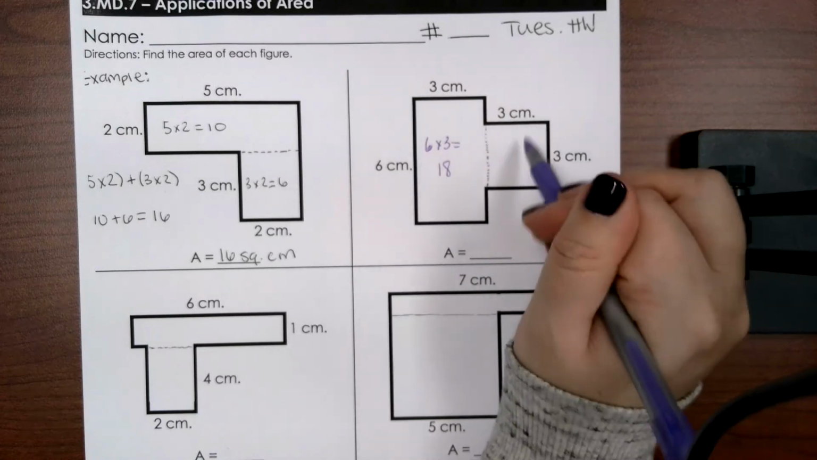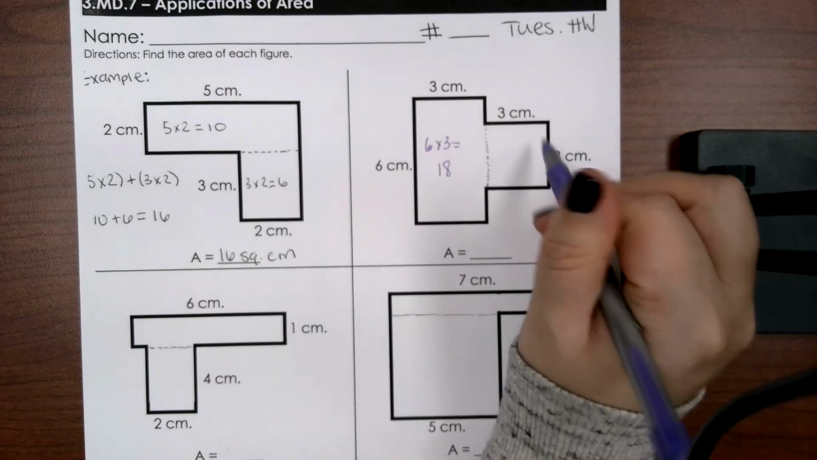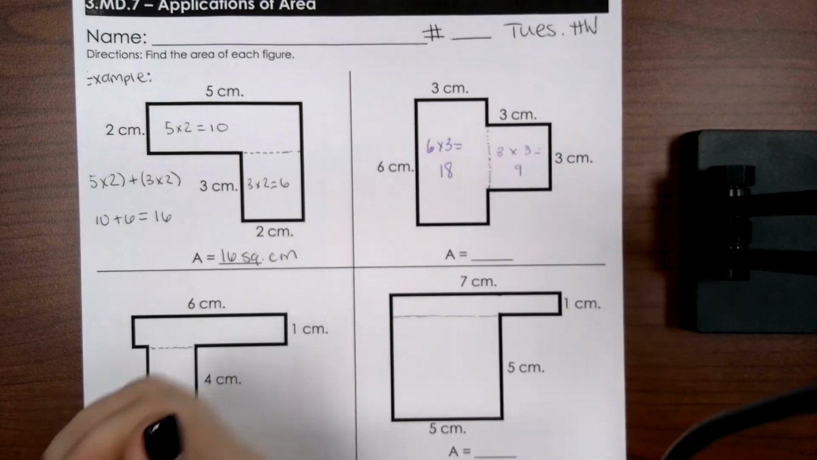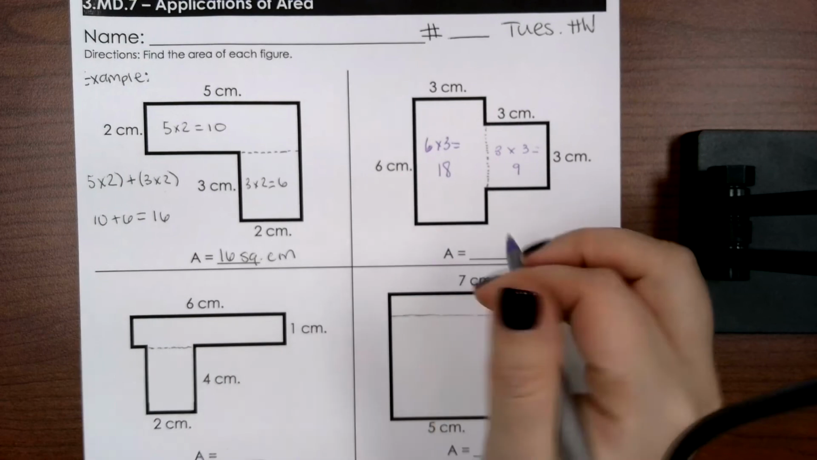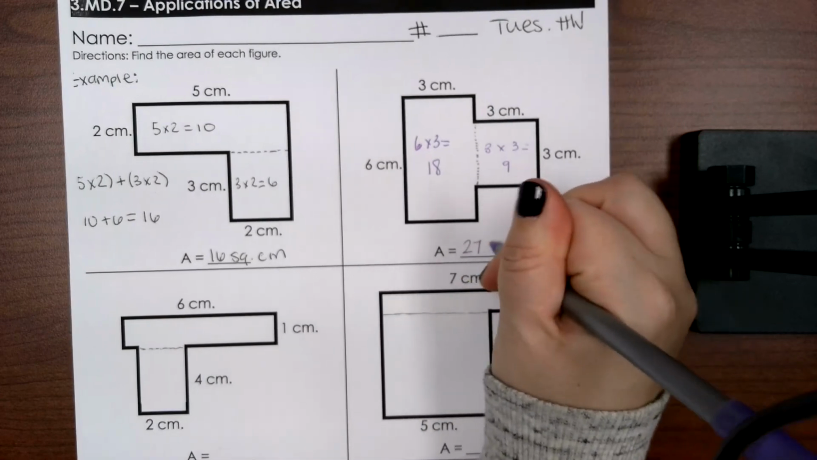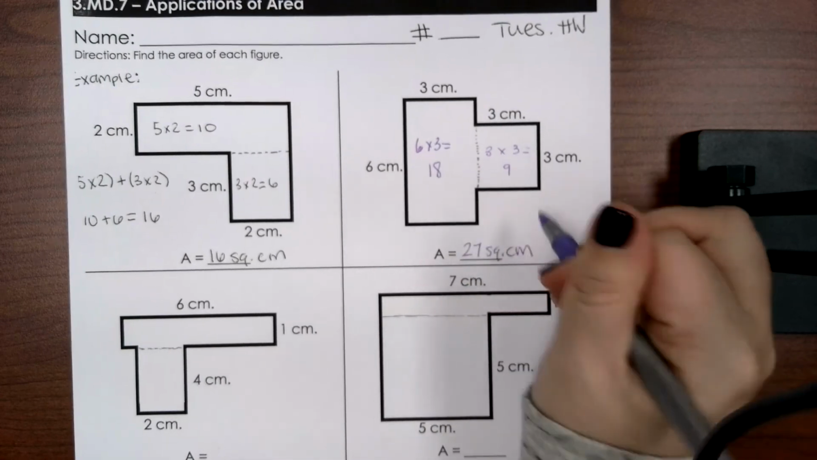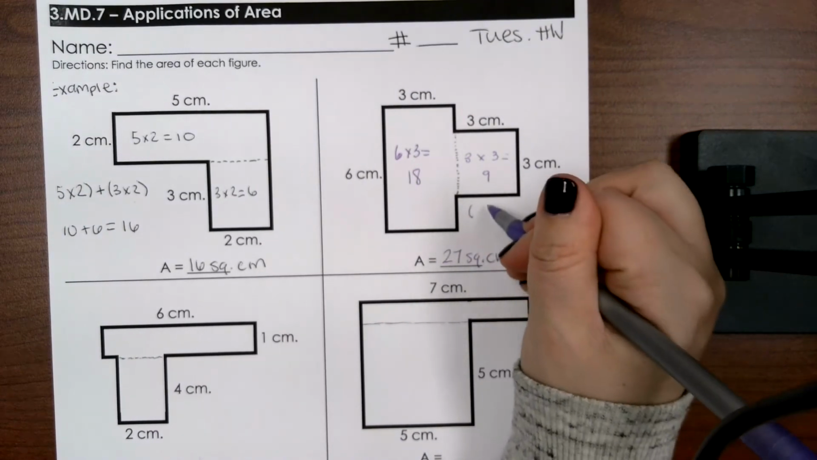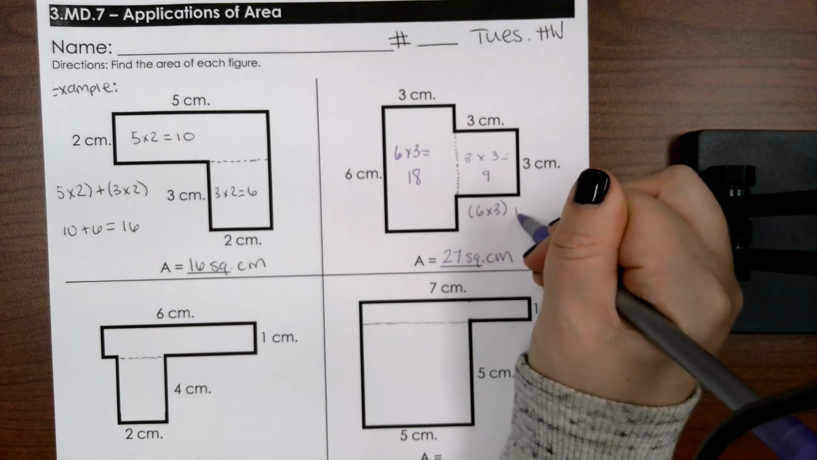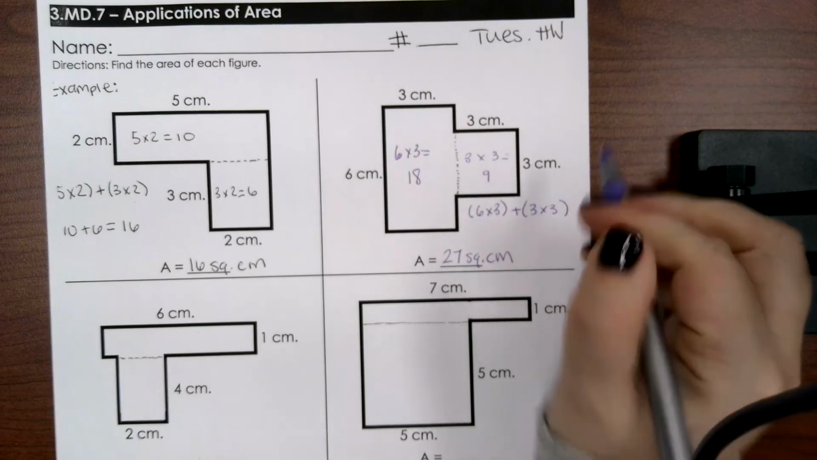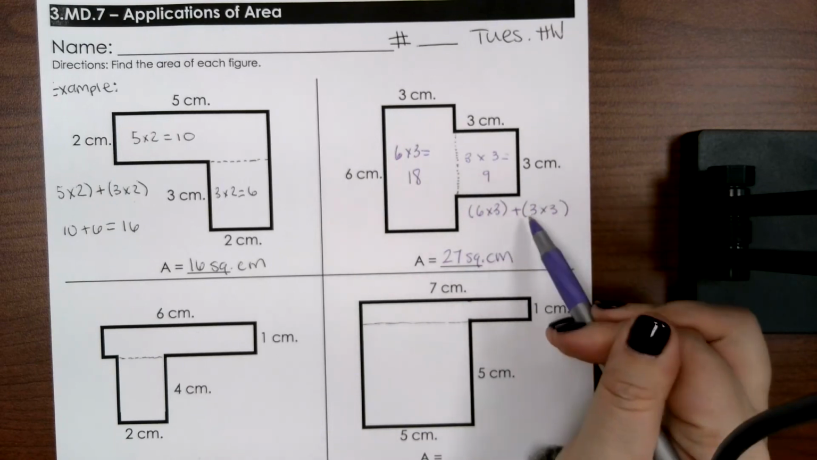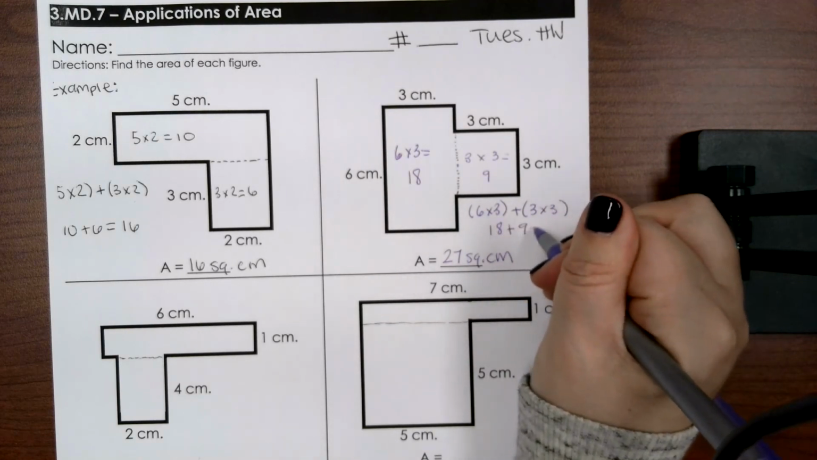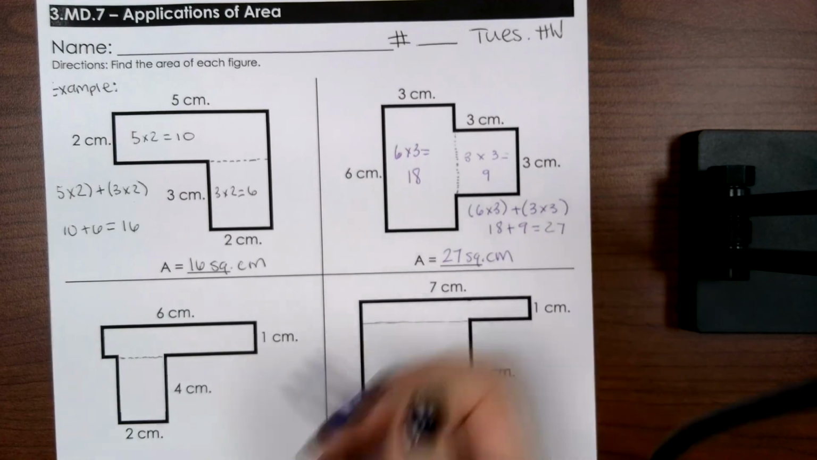And then for this side rectangle over here, it actually is a square. It's 3 times 3, which is going to be 9. So now I can write my answer, which is going to be 27 square centimeters. And just to show you the work one more time, if I wanted to write this in an equation, this would be 6 times 3 plus 3 times 3. We're simply saying the area of one rectangle plus the area of the other rectangle, which is 18 plus 9. Okay, and we have 27.